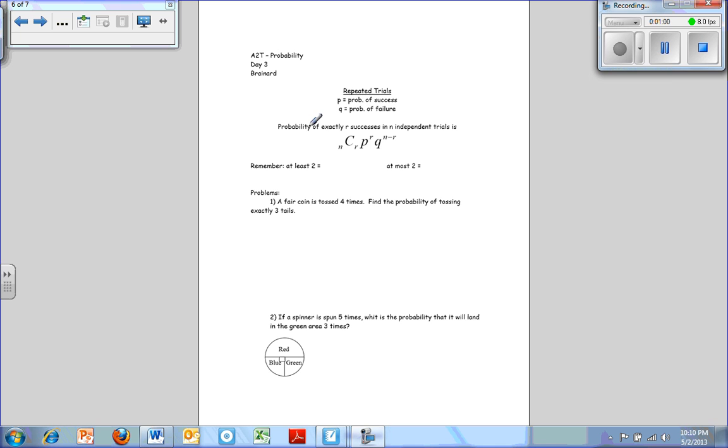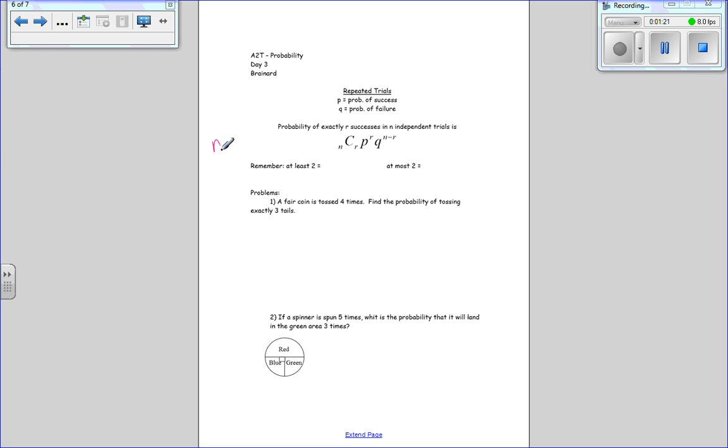So, the probability of exactly R successes in N independent trials is, this is a formula you need to memorize. It will not be given to you on the exam. So it's NCR, P to the R, Q to the N minus R, where N equals our total number, and R is the number we want. Okay? That's just something we're going to add to the notes.